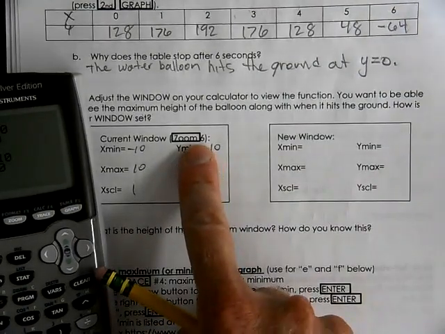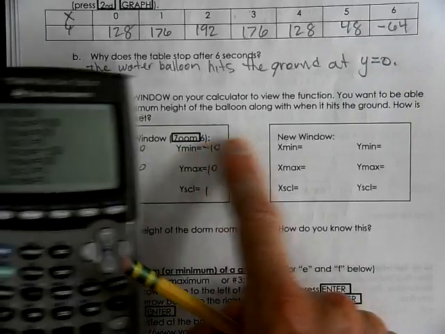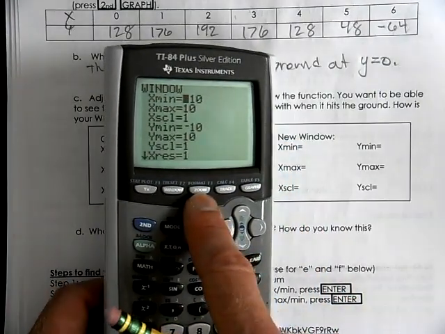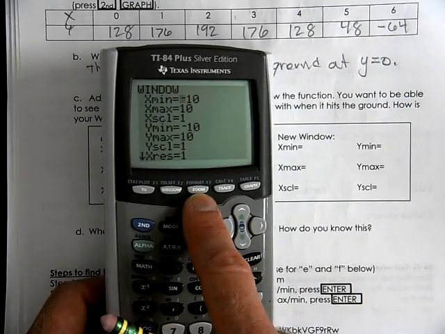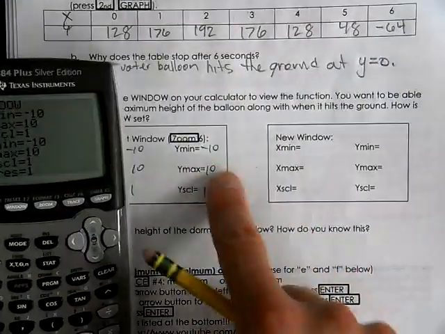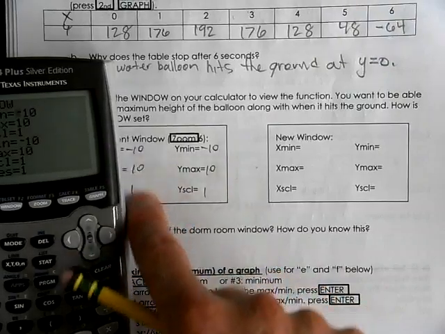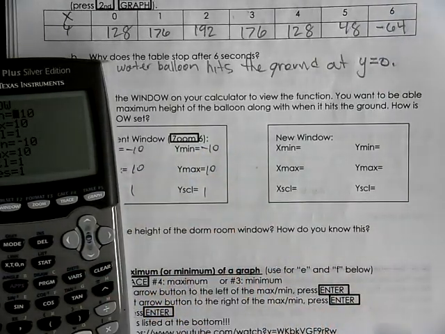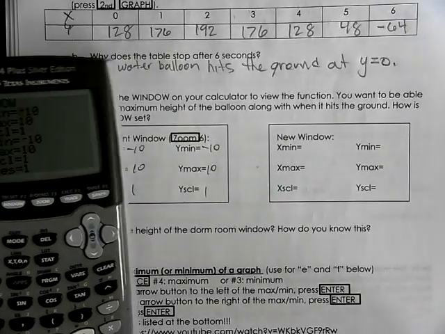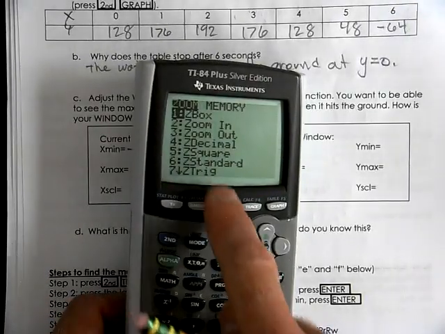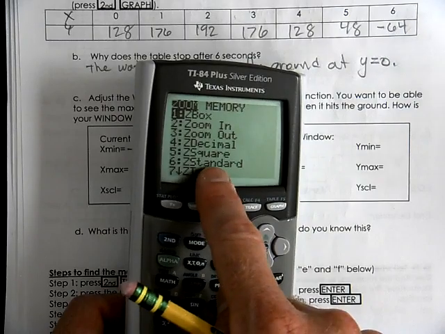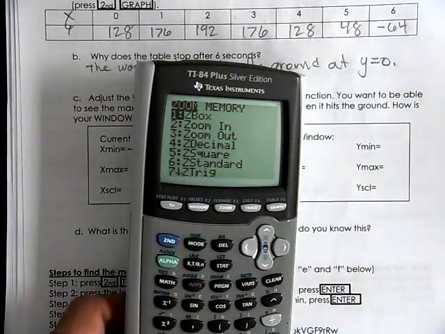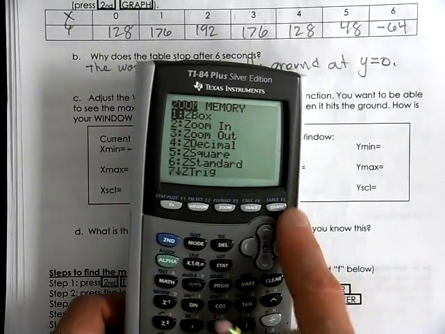You can always hit your zoom button number 6. That's the only reason why you would ever use this zoom button. Zoom number 6. And that takes it right back to this negative 10, 10. If you ever want to change it, you want it all to change at once, you can go zoom, and then you hit number 6 to ZStandard. That would take it right back to the normal values.